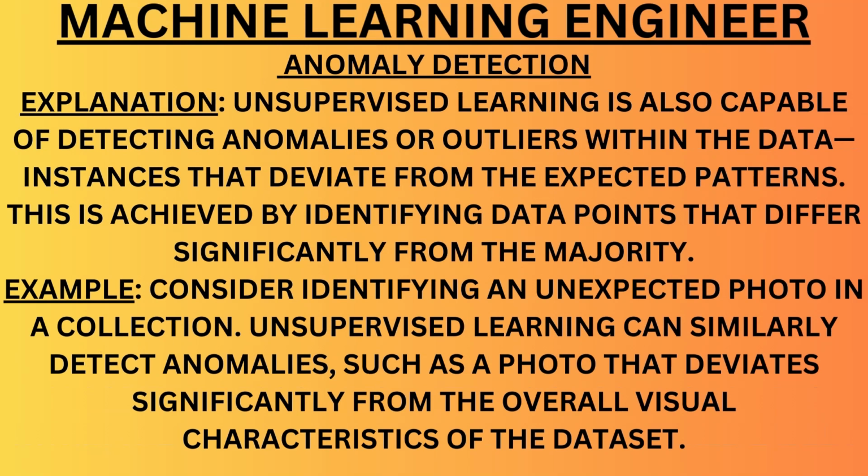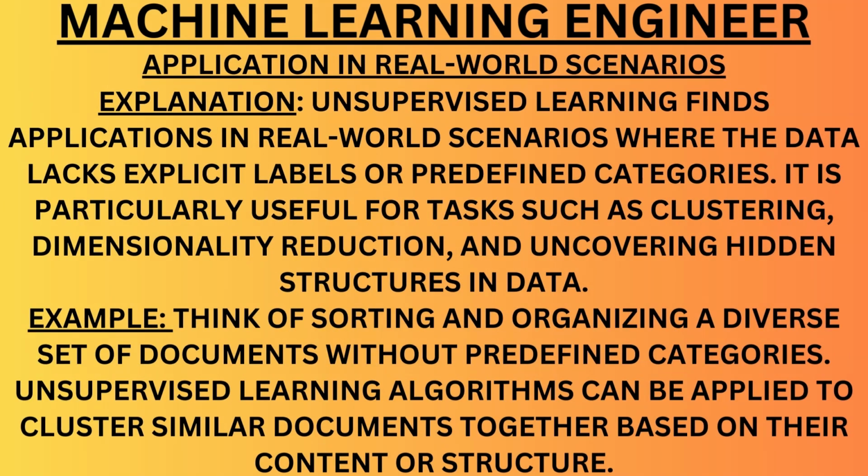Anomaly detection. Explanation: unsupervised learning is also capable of detecting anomalies or outliers within the data, instances that deviate from the expected patterns. This is achieved by identifying data points that differ significantly from the majority. Example: consider identifying an unexpected photo in a collection. Unsupervised learning can similarly detect anomalies, such as a photo that deviates significantly from the overall visual characteristics of the dataset.